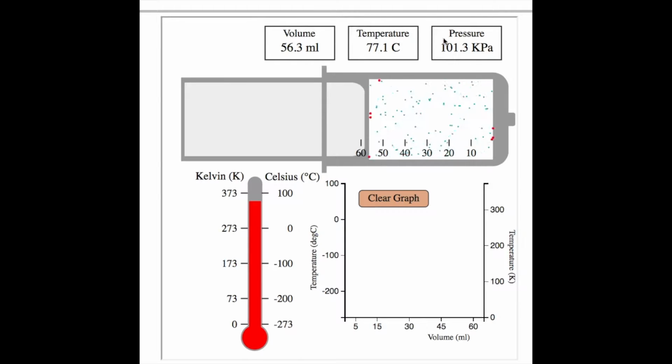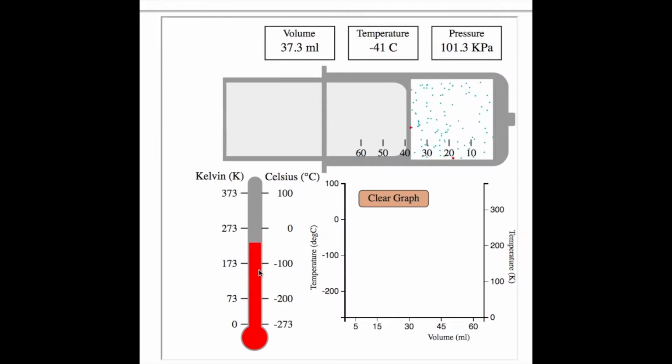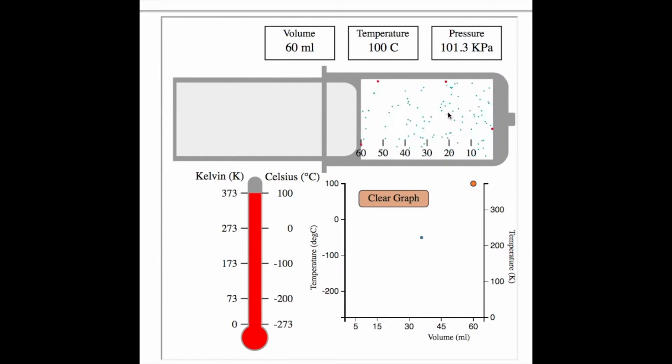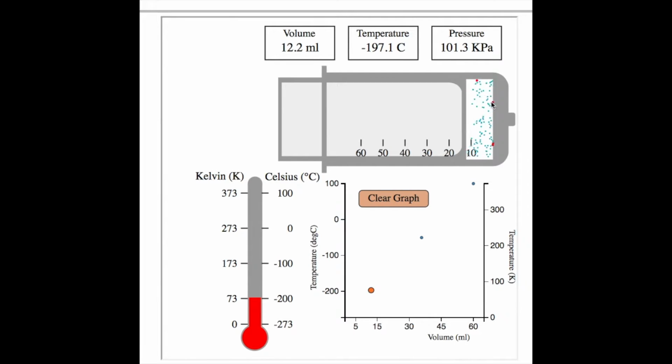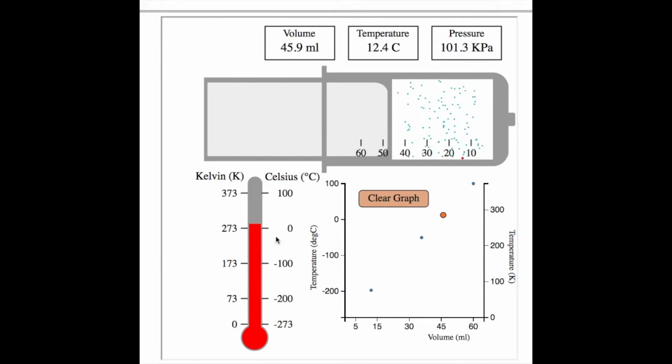And here we can watch the pressure stay the same, and whenever we raise the temperature, the volume increases as well. So when we lower the temperature, the volume will also decrease. When the particles are heated up, the kinetic energy makes them move faster, and when they are cooled down, they tend to slow down. So when they slow down, they don't need as much space as they would if they were heated up, like here.